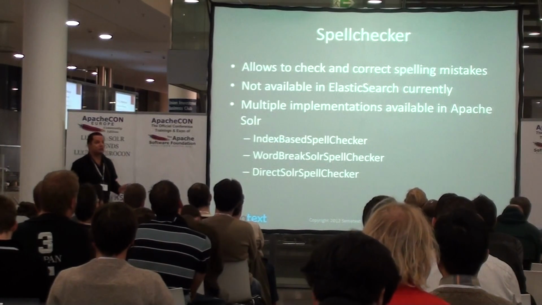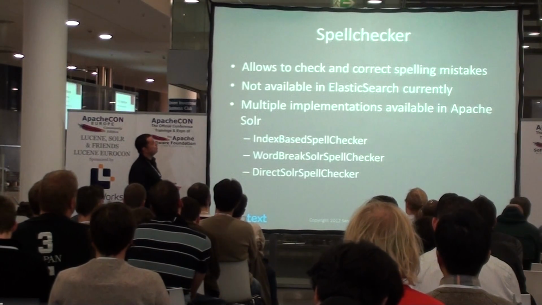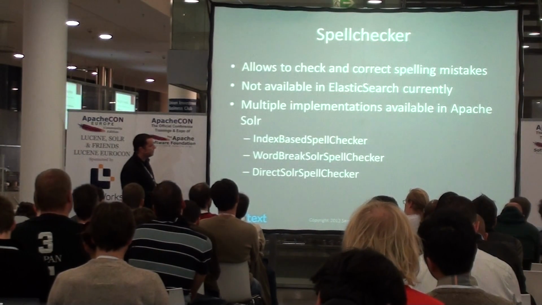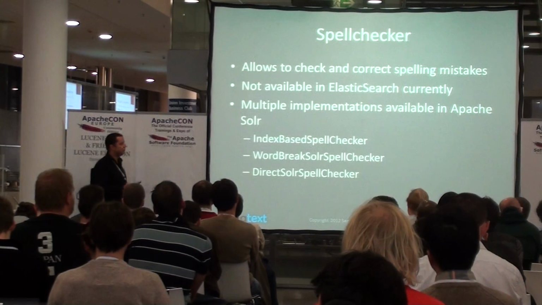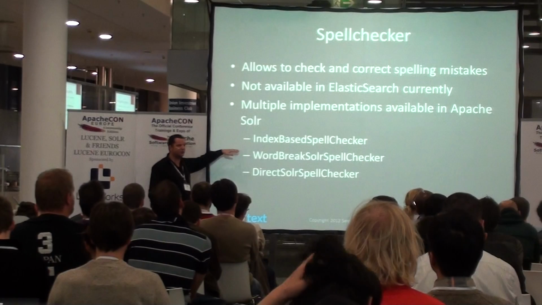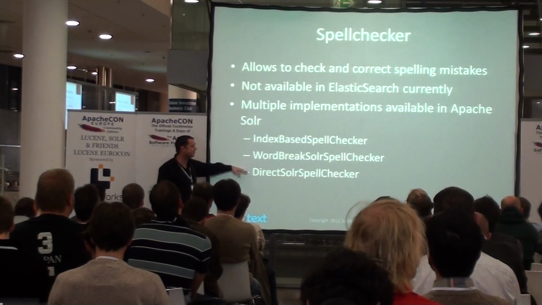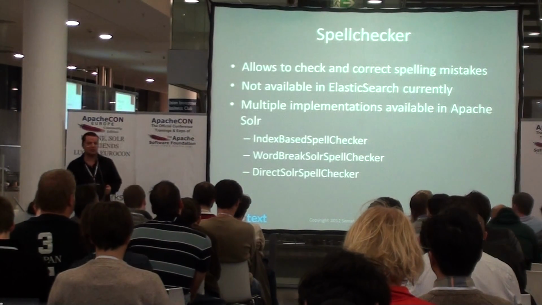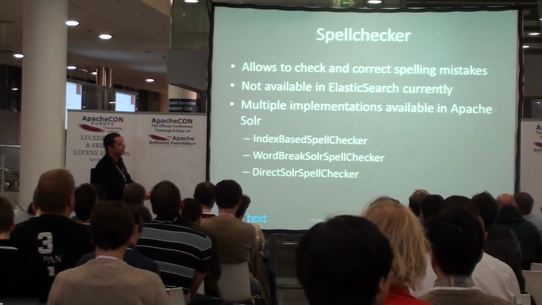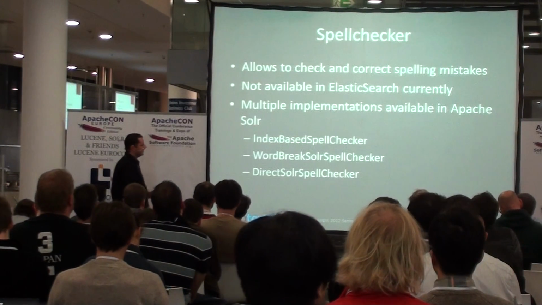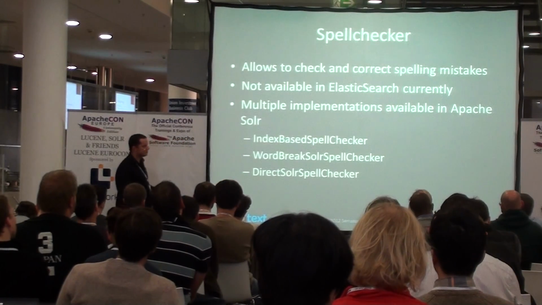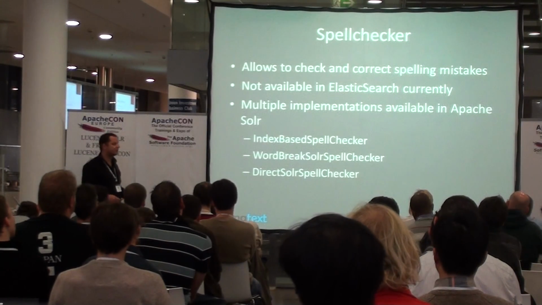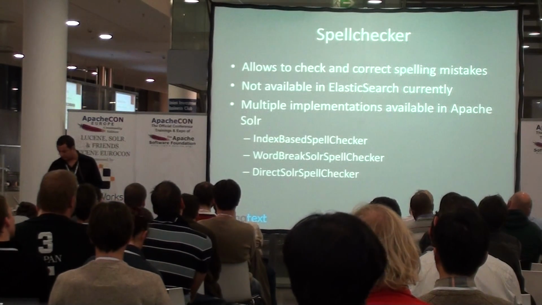Spell checker, again not present in Elasticsearch till now, allows us to check and correct user spelling mistakes. There are multiple implementations available in Solr: the index-based spell checker, the one that has been available for a long period of time, the word break spell checker, and the direct Solr spell checker that is very good. New implementations are incoming, like the fuzzy one. Great functionality, especially the direct Solr spell checker, which doesn't use its own separate index. It's pretty fast and effective, and returns pretty nice results, at least for English and Polish.